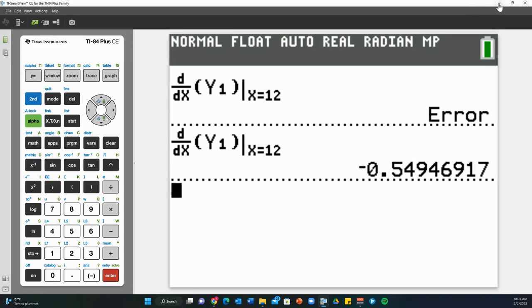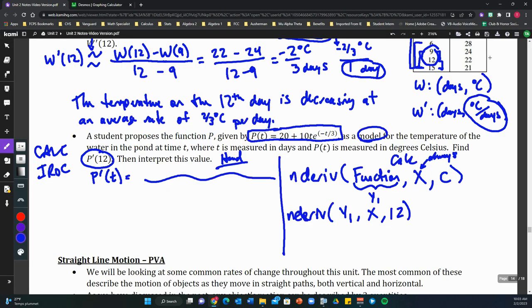So we're going to go negative 0.549. So P prime of 12 is negative 0.549. Always slap units on there when it's a real world context problem. So in this case, this would be degrees Celsius per day. So this automatically gets rid of the every 3 days issue that we had before.